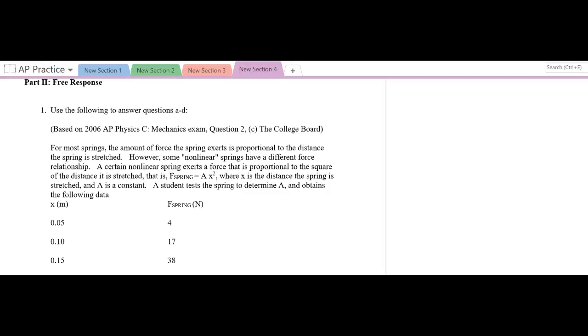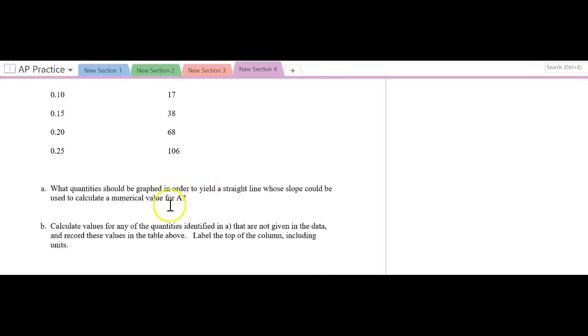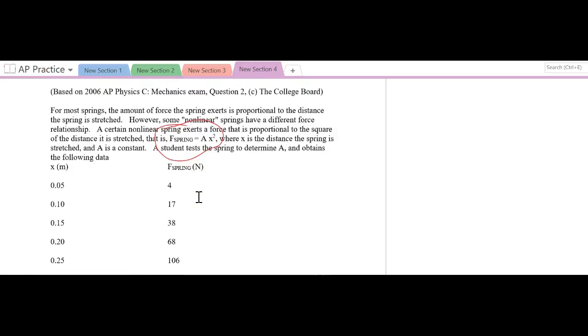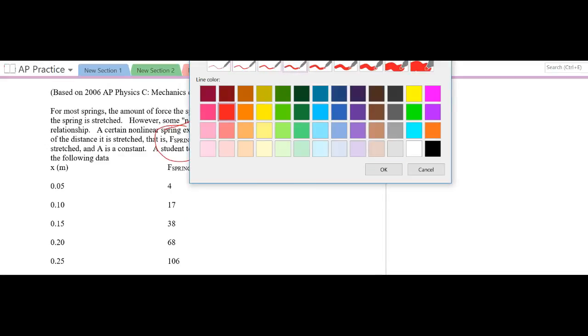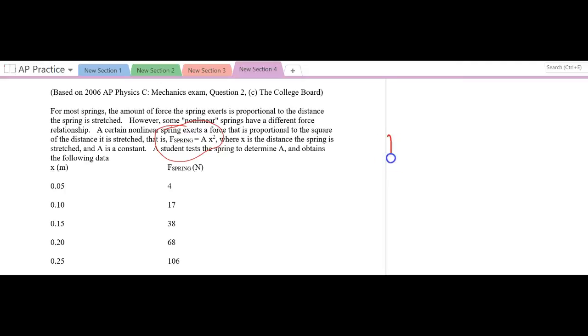So it gives us this equation right here, where x is a distance and a is a constant. A student tests the spring to determine a and obtains the following data. What quantities should be graphed? So this is the linearization piece. We know if I'm going to linearize it, I'm looking at y equals mx. So you'll need to either have an equation, like the one we have here, or you may have to produce the equation. This one's nice because it gives it to us.